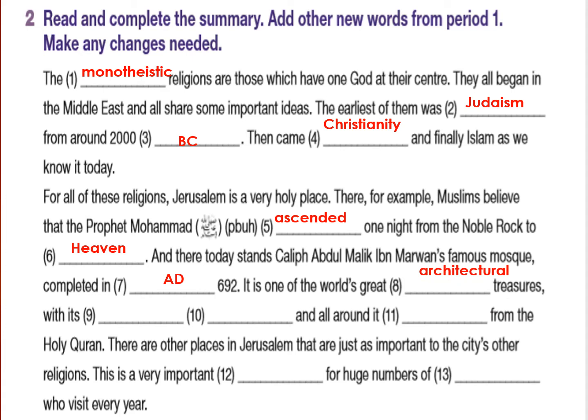It is one of the world's great architectural treasures, with its golden dome, and all around it, inscriptions from the Holy Quran. There are other places in Jerusalem that are just as important to the city's other religions. This is a very important destination for a huge number of pilgrims who visit every year.